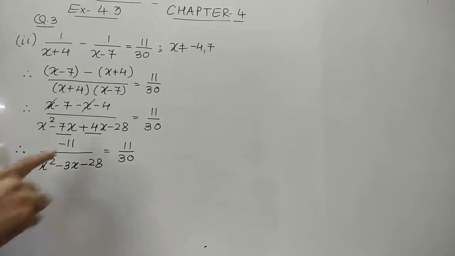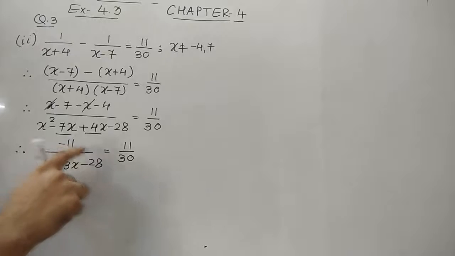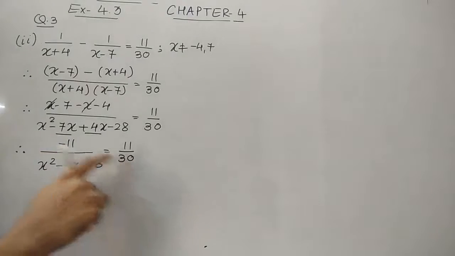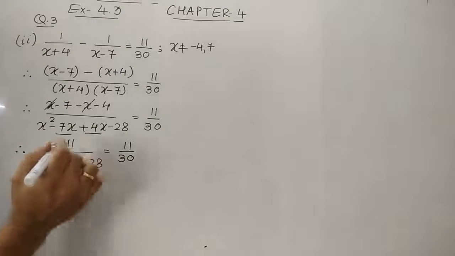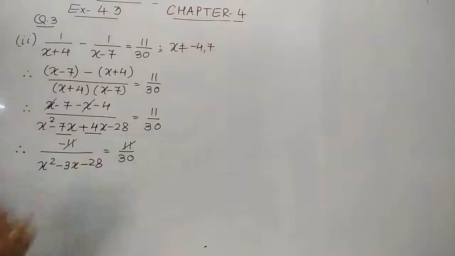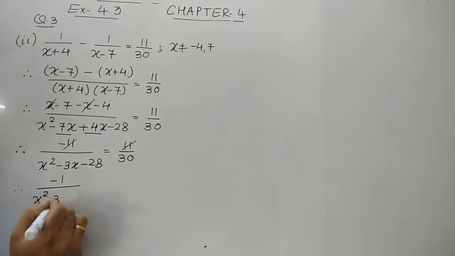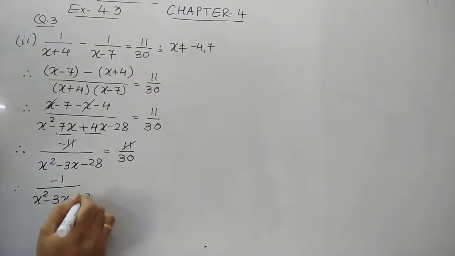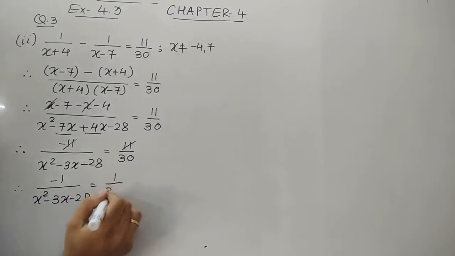Now look at this, students: this 11 and this 11 we can cancel, because when we take this term to the denominator, on the right hand side it comes in the denominator. So what I am doing here is cancelling this 11 from the numerator. So it is minus 1 upon x square minus 3x minus 28 is 1 upon 30.